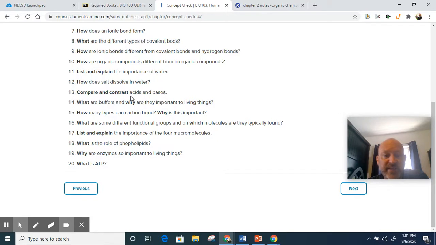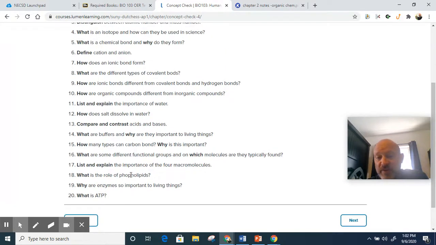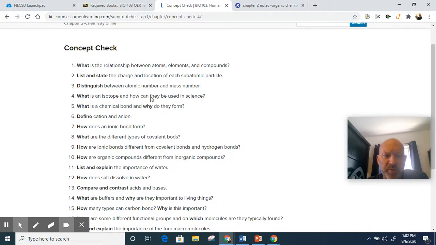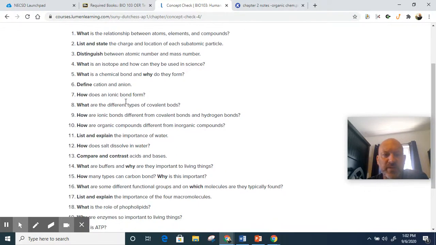Compare and contrast acids and bases, right? What is the role of phospholipids? Well, we already talked about that. They make cell membranes, right? What is ATP? That's the last slide. But look in the book and see what it says about these things. Get a good idea of how to answer these questions because you will see these questions coming up. All right. And so be prepared for that.